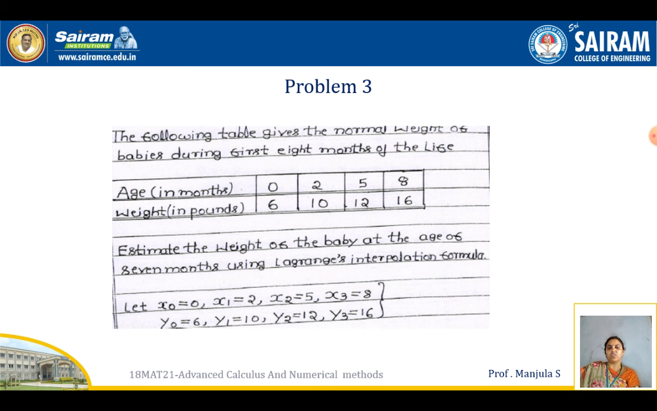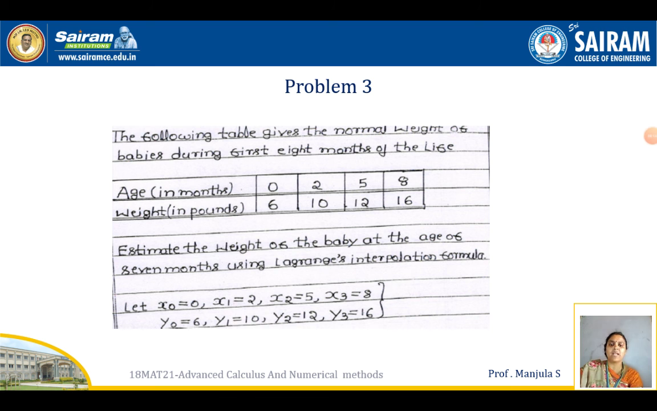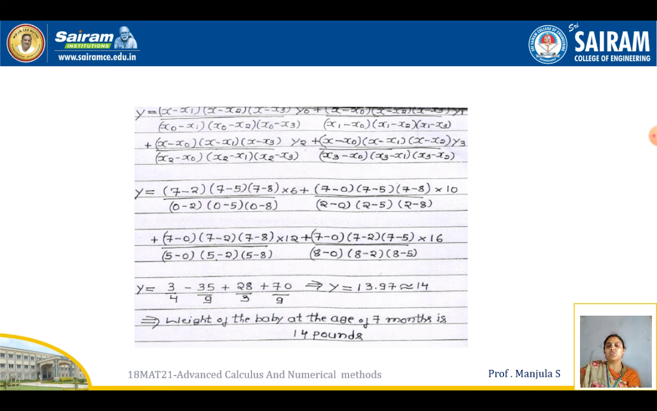Clearly they mention which method, that is Lagrange's interpolation we have to use. Okay, the given values you just name x0, x1, x2, x3. The corresponding values will be y0, y1, y2, y3. Once you name them, the values will become x0 equals 0, x1 is 2, x2 is 5, x3 is 8. Similarly, the corresponding y values: y0 is 6, y1 is 10, y2 is 12 and y3 is 16. Now all the x values and y values we have named.